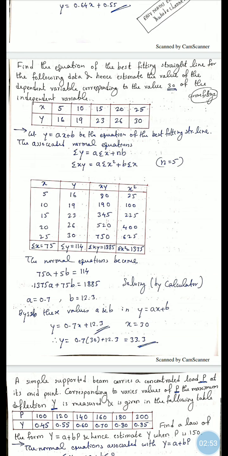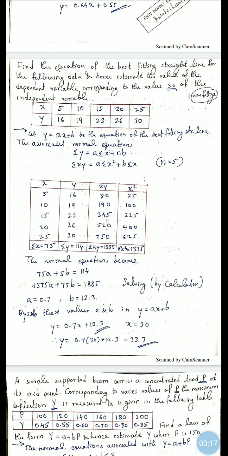Given that straight line, so the straight line is y is equal to ax plus b. So let us write the normal equation: summation of y equal to a into summation of x plus n into b, summation of xy equal to a into summation of x square plus b into summation of x. Here n means the number of terms in the x or y. So n is equal to 5. Let us prepare the normal table.